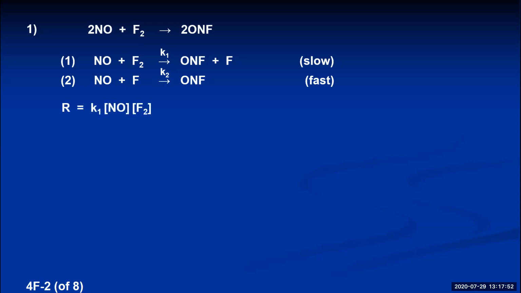So the rate law will equal K, in this case K1 because it comes from the first step, but you could just write it as K, multiplied by the concentration of NO to the first, F2 to the first.